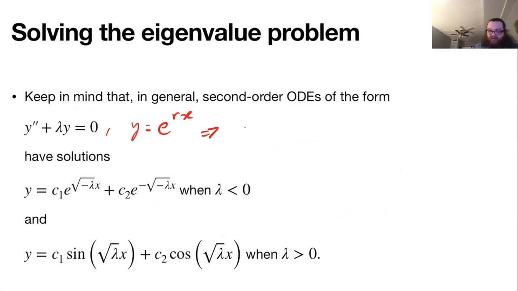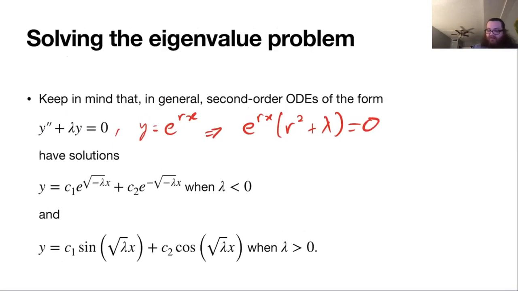This implies that, if you write it out, you get r squared plus lambda equals 0. Two derivatives, you're going to have two r's come down; no derivatives, so no r's. So you're going to get this sort of thing. This implies r squared plus lambda is 0, which implies our solutions are going to look like e to the plus or minus square root of minus lambda x. And in general, we're going to take linear combinations of those.